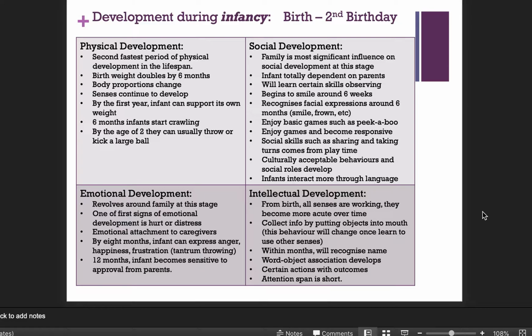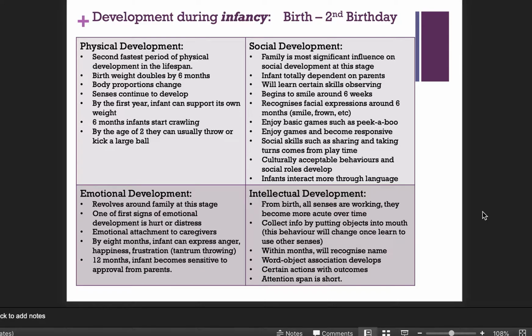Birth weight doubles by 6 months. So when a young child is born and they're 3 kilos, by the time they're 6 months old, that child could be 6 or more kilograms. And you think about your body weights now or over the last few years, you wouldn't see a double growth ever again in your lifespan, more than likely.